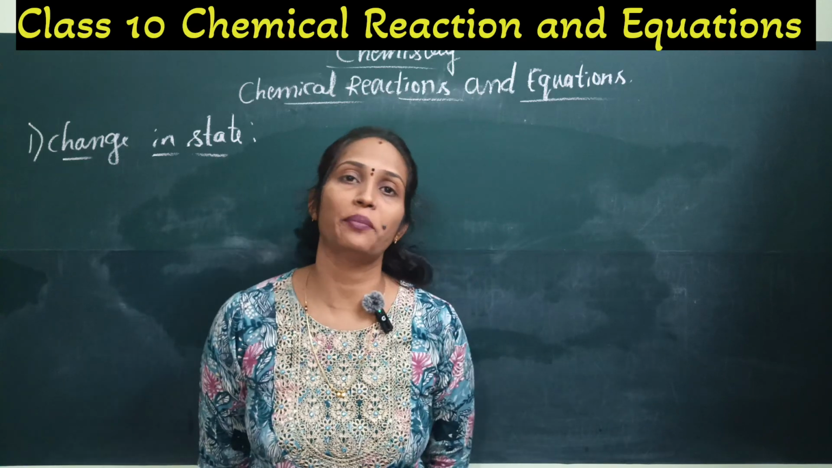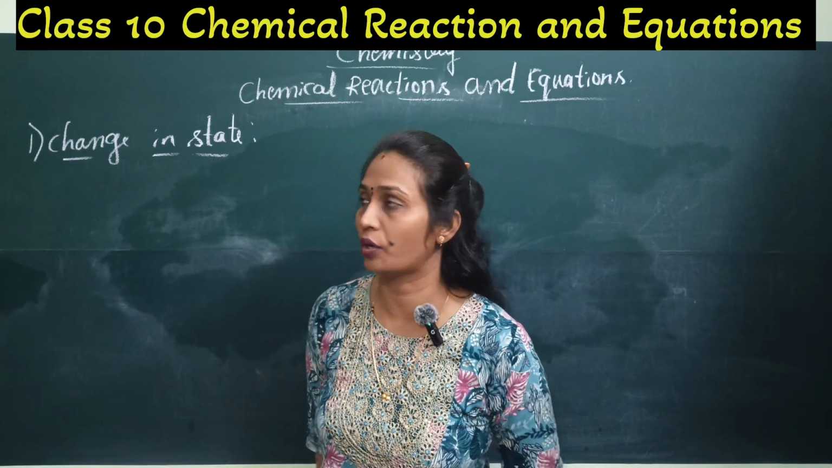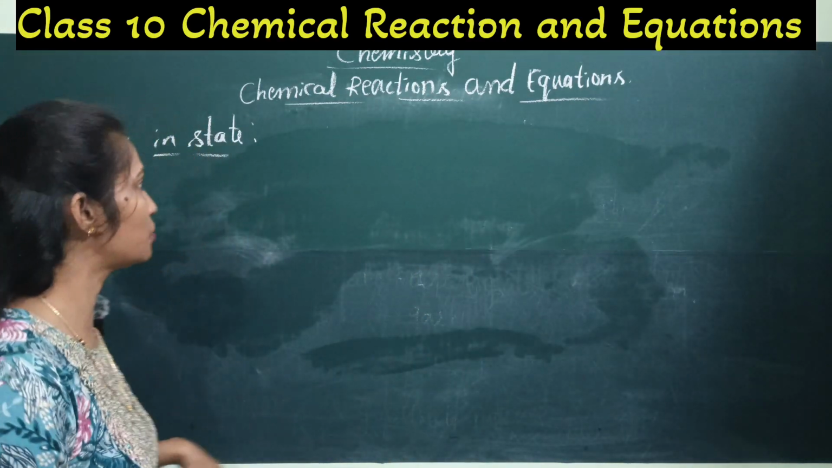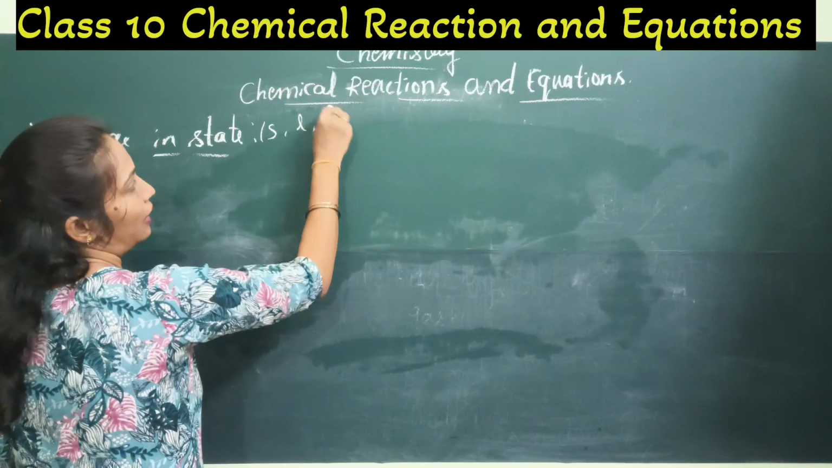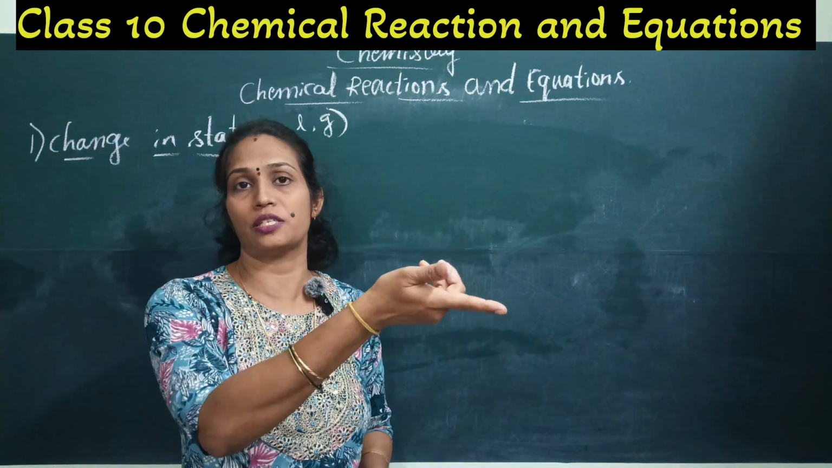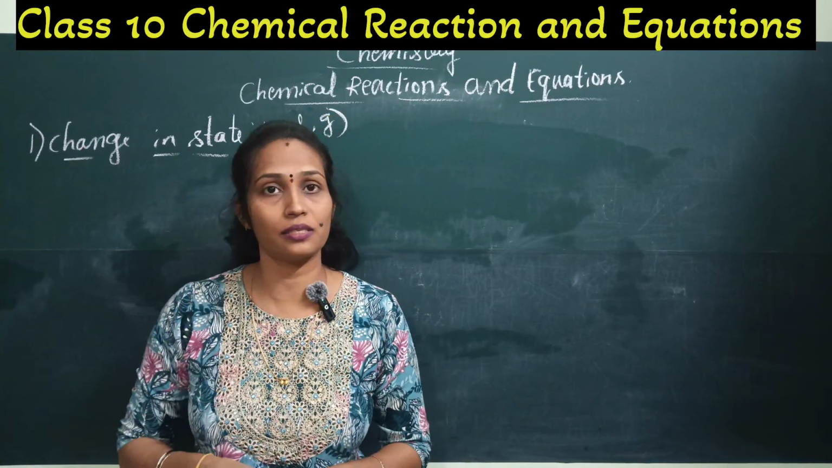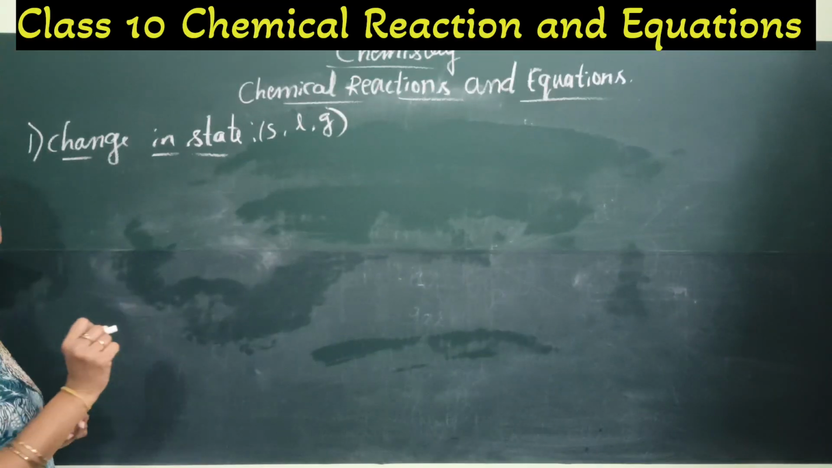How are you going to say that a chemical reaction has happened? That is how you identify that a chemical reaction has happened. The first one is change in state. What does state mean, guys? It may be a solid, a liquid, or a gas. During a chemical reaction, those states get changed. How are you going to explain that?